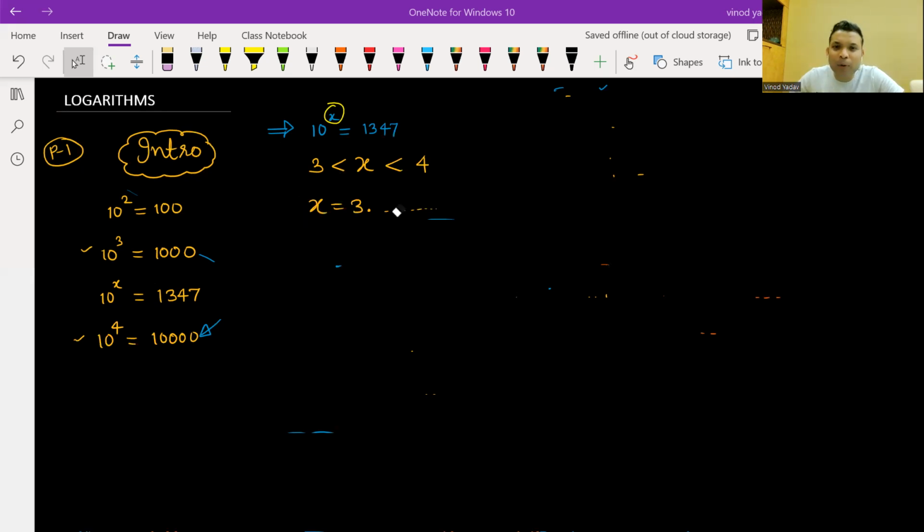Okay. 3 point something means, can I split that further? So 3 plus 0 point something. Yeah, let me use more technical terms. 3 will be like the integer part and 0 point something will be the decimal part. Yeah, so integral part is 3 and decimal part is 0 point something. So 3 will be called as characteristic and 0 point something is called as mantissa. Yes, the integer part is called as characteristic and decimal part is called as mantissa.